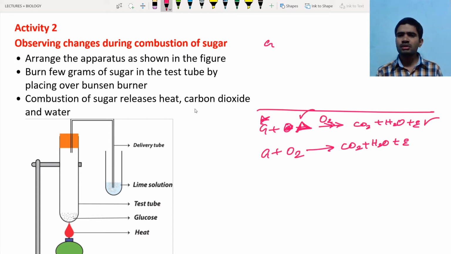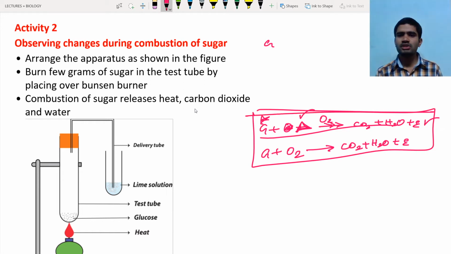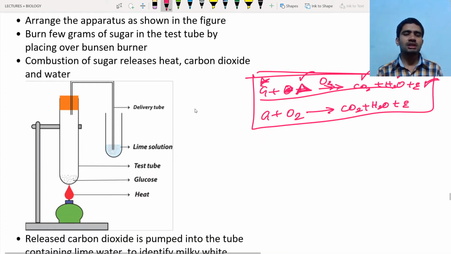If you observe both reactions, the reaction of combustion and the reaction of cellular respiration, both are the same. The energy is common, water is common, and carbon dioxide is also common. In this segment we have to show that combustion releases carbon dioxide.